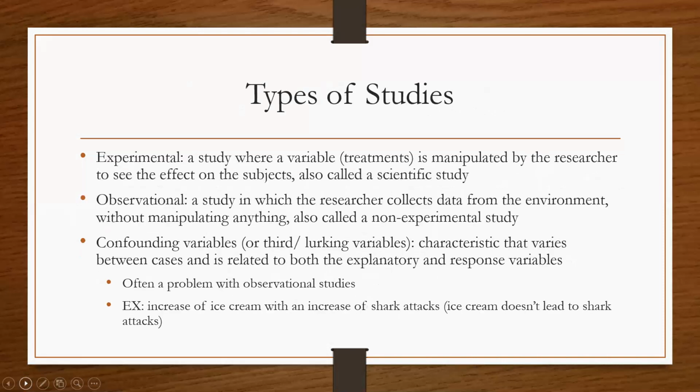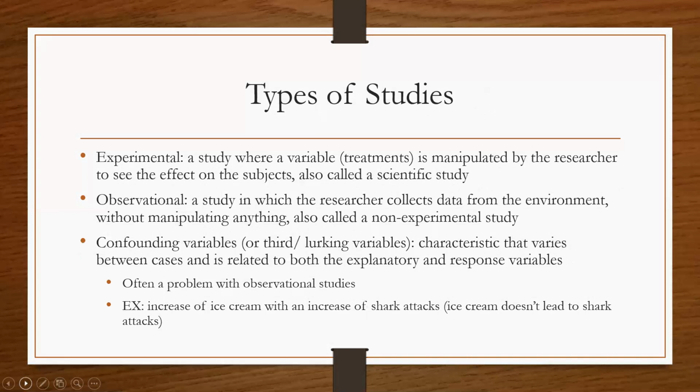So types of studies, you've got experimental. This is a study where you actually change the treatments to see the effect. This is also the only one where you can make a cause and effect claim, saying that this does cause this, rather than just a correlation. That's the only one where you can make that claim. You also have observational. That's basically a study in which a researcher just collects data from the environment, so they're not manipulating anything.